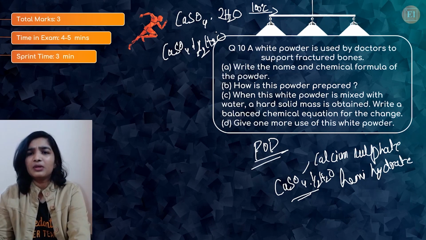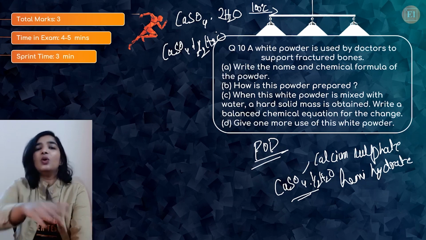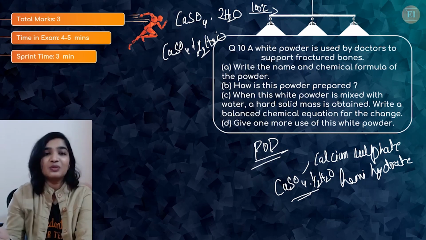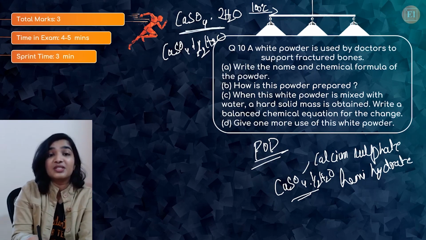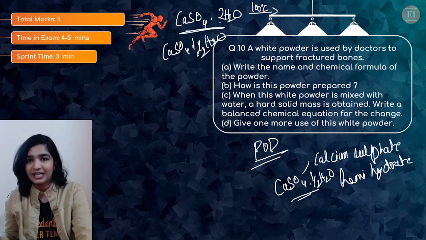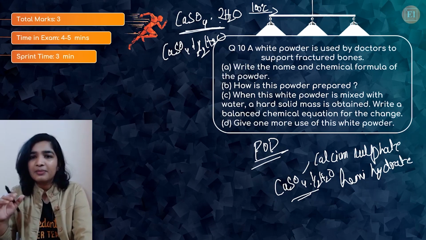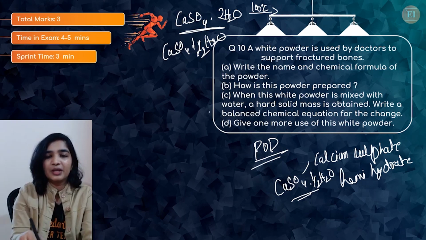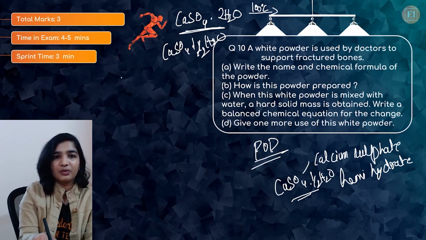When this white powder is mixed with water, a hard solid mass is obtained. So it's the reverse reaction. CaSO4 dot half H2O plus water, you will get back gypsum. That will be the reaction. Write a balanced equation. Okay, done. So you need to write 3/2 water. Can you see?